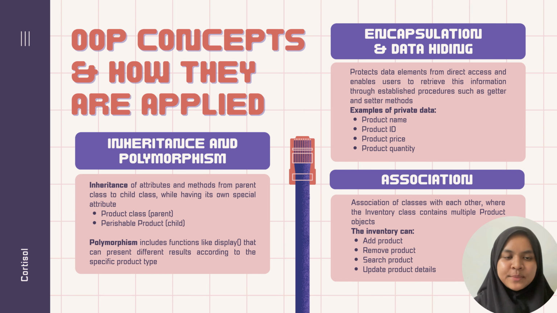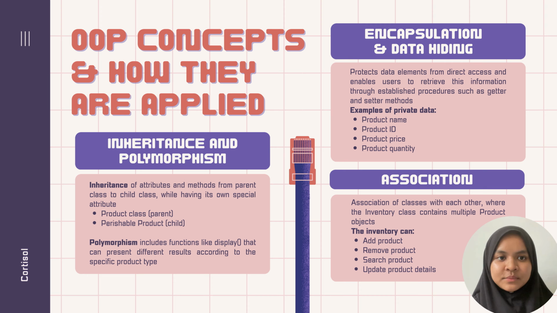Moving on, I'll be explaining the OOP concepts and how they are applied in our project or program. So there are 6 different OOP concepts that we have integrated into our program. The first concept is the encapsulation and data hiding, which is basically to protect our data elements from direct access, but still enabling users to retrieve that information through procedures such as the getter and the setter methods.